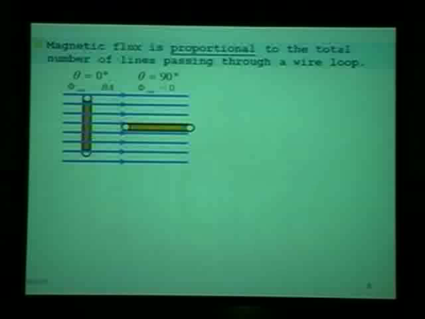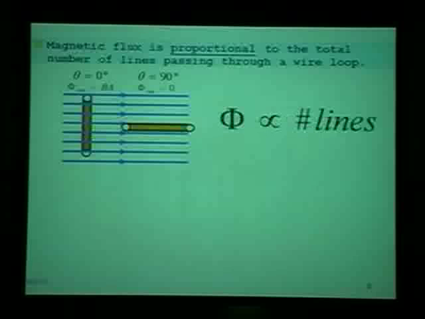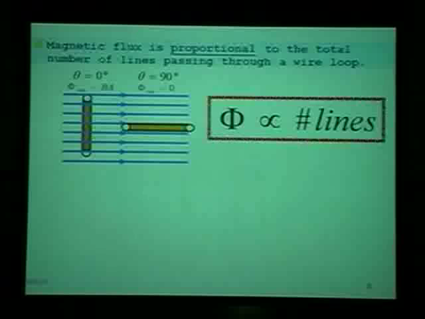But if I were to turn the loop, say to this orientation here, so that the loop comes down flat like that, at this moment I would have no flux lines going through the loop. They all would be going parallel to the orientation of the loop, and none of those flux lines would actually be going through the loop itself. So by turning this loop 90 degrees, I could go from maximum flux to no flux. Flux is proportional to the number of lines.